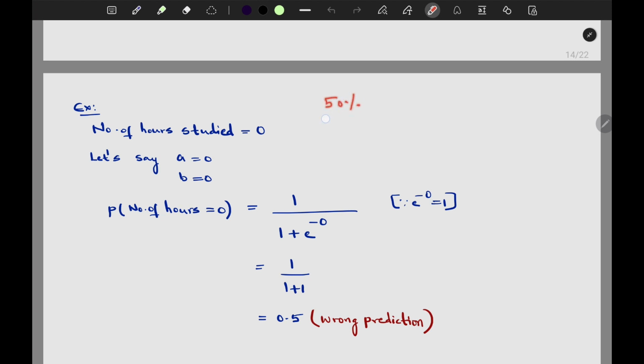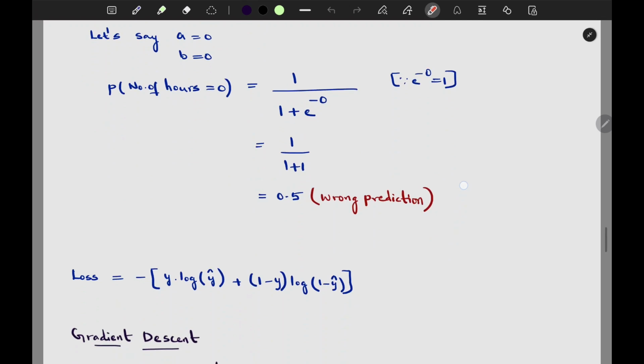Do you even think that if a person is studying for 0 hours, the probability of passing is 50%? How is this even possible? This is not at all correct. So the values of a and b need to change. That is how the model will predict the correct values. If the person is studying for 0 hours, it needs to show that the person will fail. It shouldn't show a 50% probability that the person can pass. So we know the values of a and b are wrong here.